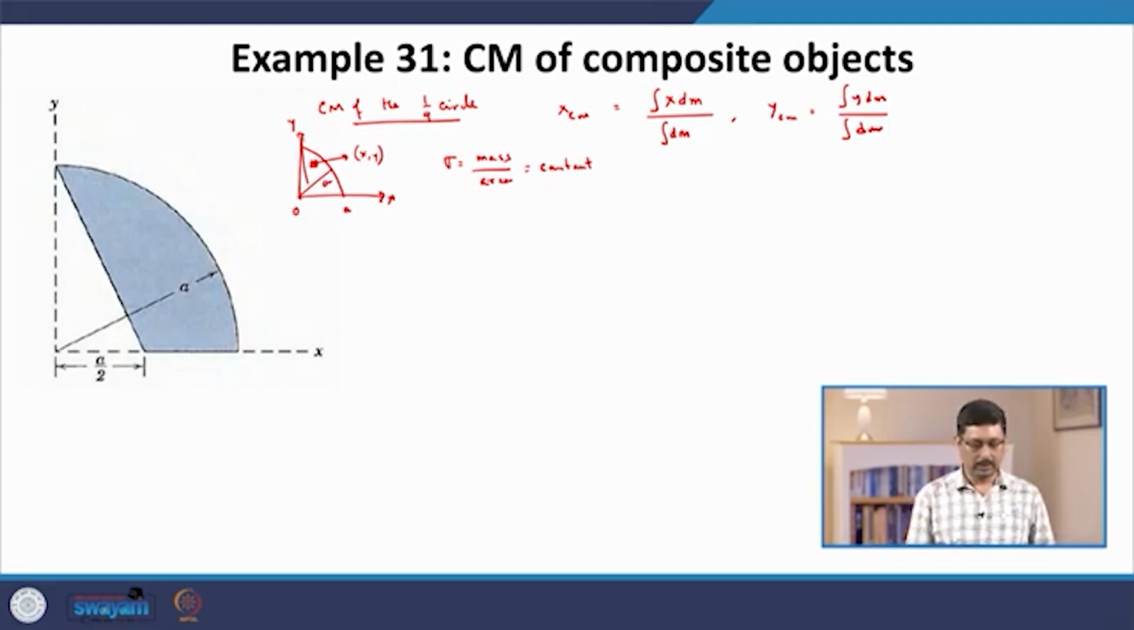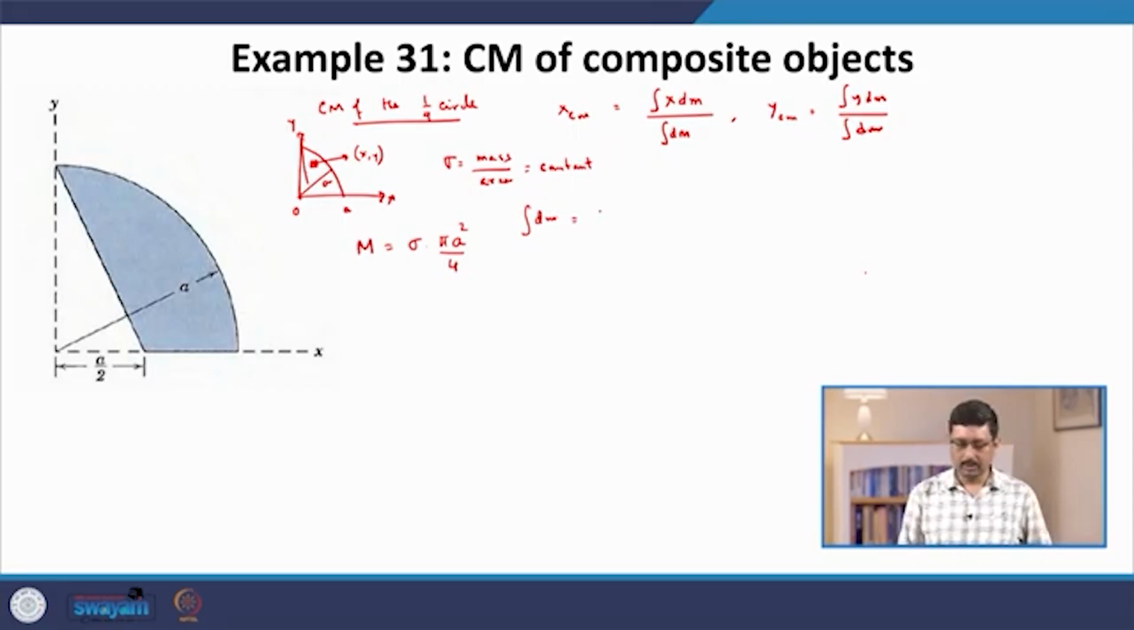We know that if the total mass of the quarter of a circle is m, then m must be the density times the area. The area of the circle is pi times the radius squared, and this is a quarter of a circle, so the full circle divided by 4. So, we know the answer. Now we are going to do this integral to get the answer, which will give us some practice in the calculation.